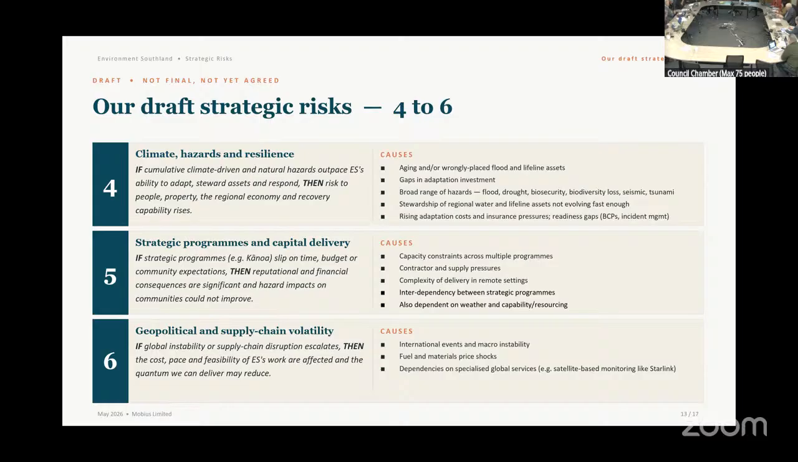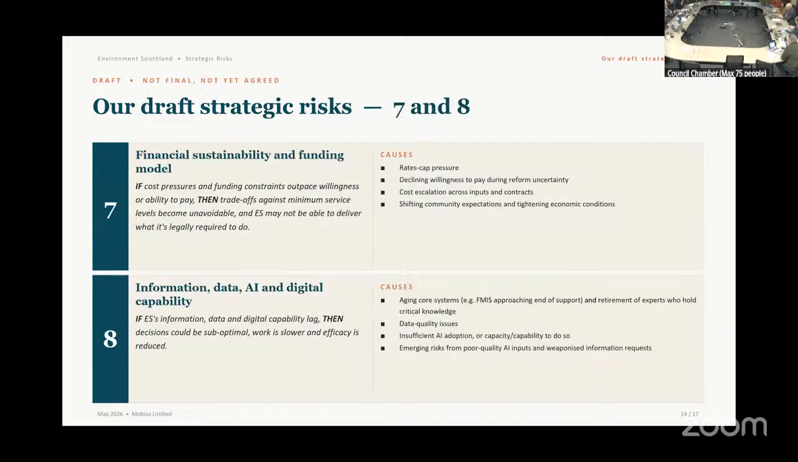Okay, let's move on to the next 2. We've got financial stability and funding model. This is probably on every risk register I saw from the other councils. It's just that kind of cost pressures, funding constraints outpacing willingness or ability to pay, and then the trade-offs that come as a result of that.